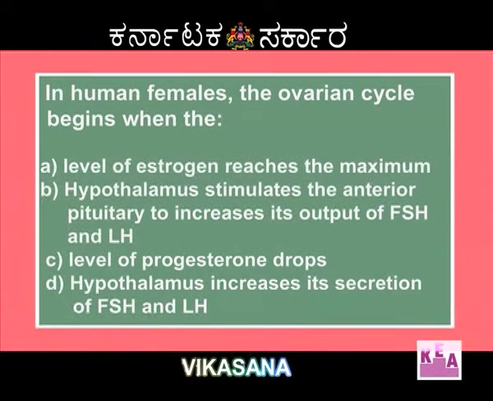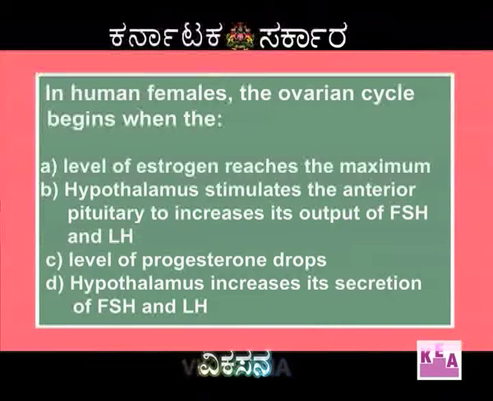So, moving to the next question. In human females, the ovarian cycle begins when: Option A, the level of estrogen reaches the maximum; Option B, the hypothalamus stimulates the anterior pituitary to increase its output of FSH and LH; Option C, the level of progesterone drops; Option D, the hypothalamus increases its secretion of FSH and LH.